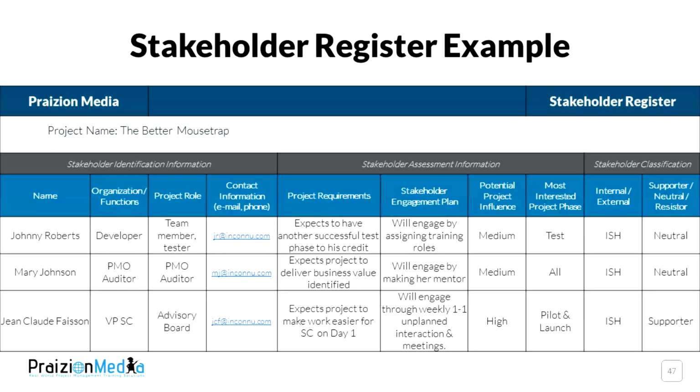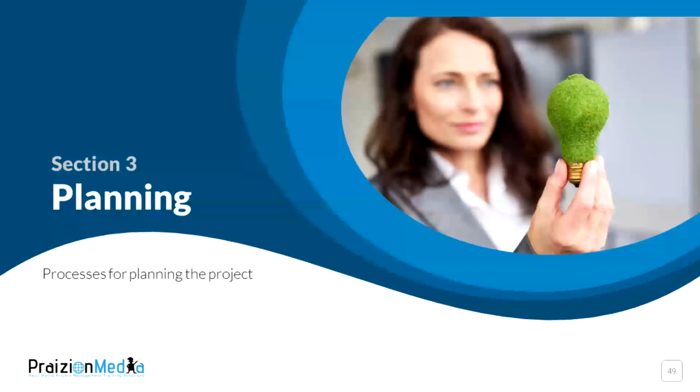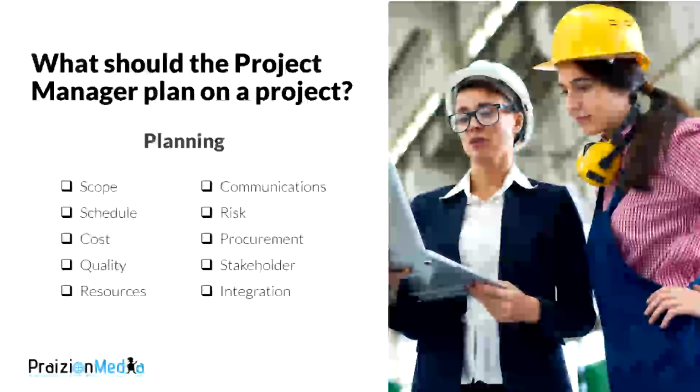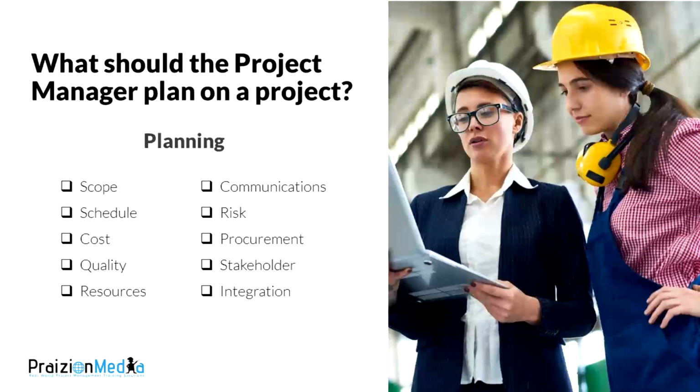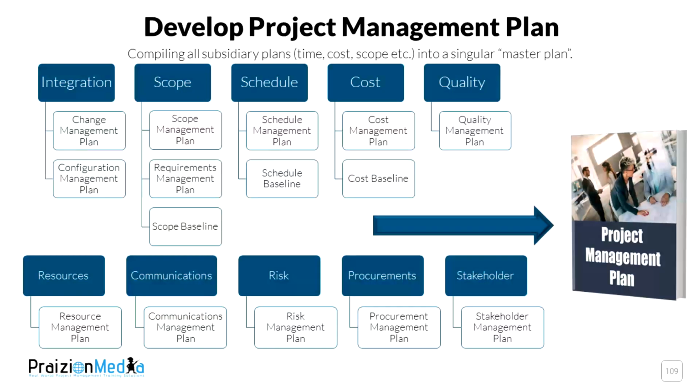Now let's move on to the next process group. The next process group is called planning. If you fail to plan, you plan to fail. You've heard the saying before. Well, in this process group, this is where we plan all of the different facets of project management. So let's take a look here. The first process in planning is called Develop Project Management Plan.